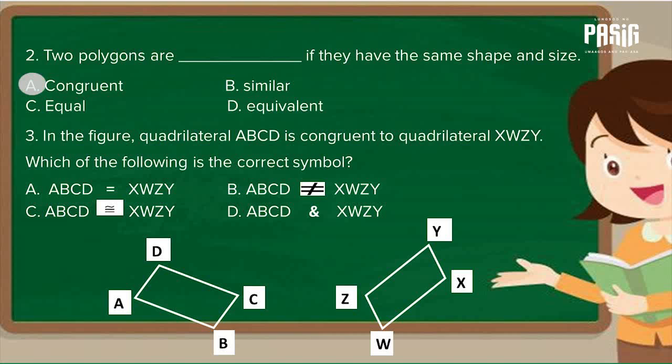3. In the figure, quadrilateral ABCD is congruent to quadrilateral XWZY. Which of the following is the correct symbol? Look at the figure on the right corner. A. ABCD is equal to XWZY. B. ABCD is not congruent to XWZY. C. ABCD is congruent to XWZY. Or D. ABCD and XWZY. And the correct answer is C.